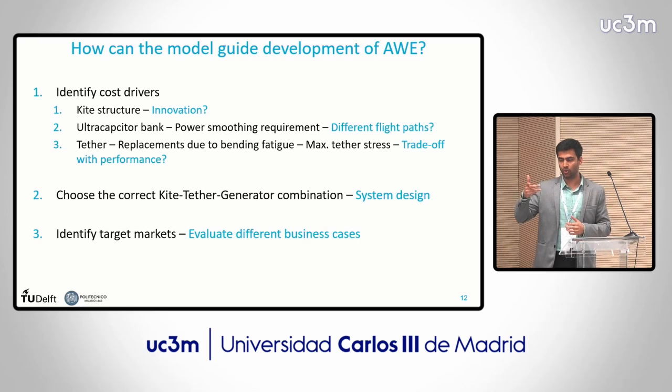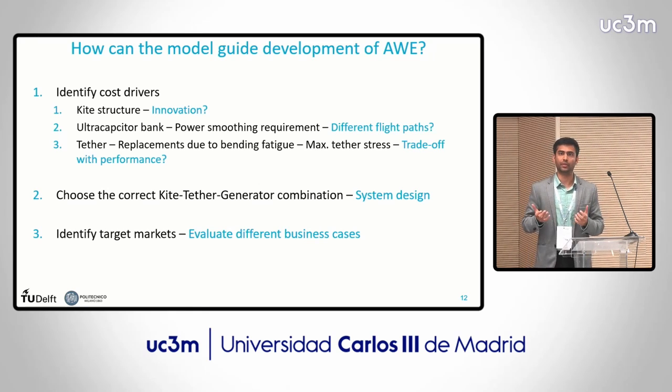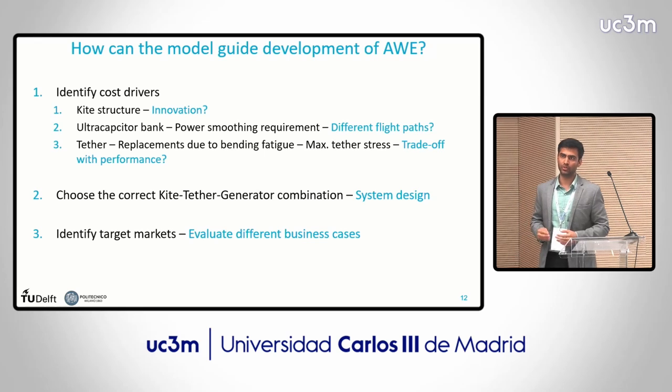And the second point is choosing the right kite, tether, generator combination, because essentially you could use a bigger kite which will give you a higher power, but it has a cost penalty associated with it, which you need to really reevaluate, and it's only captured in something like LCOE, where you normalize the cost with the energy that the system produces. And further down the line, such a model can be used to identify target markets, because you can define certain market characteristics, market scenarios, and evaluate n number of business cases where you can see what kind of system fits best in what kind of market.